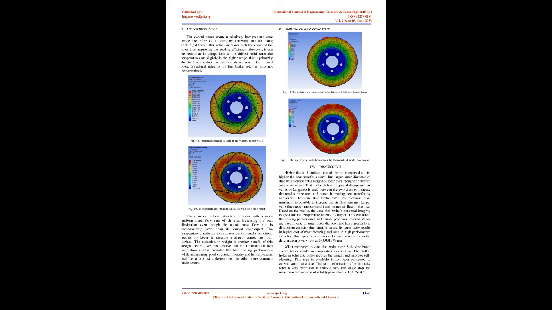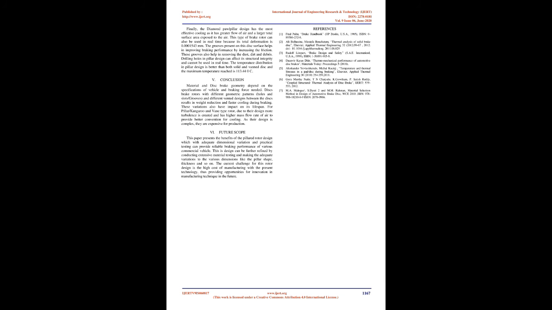In a vane disc brake rotor, the thickness is kept as minimum as possible to increase the airflow passage. Larger vane thickness increases weight and reduces airflow in the disc. Based on the results, the vane disc brake's structural integrity is good but the temperature reached is higher. This can affect the braking performance and cause problems. Curved vanes are used in case of small outer diameter and have greater heat dissipation capacity than straight vanes. Its complexity results in higher cost of manufacturing and it is used in high-performance vehicles.